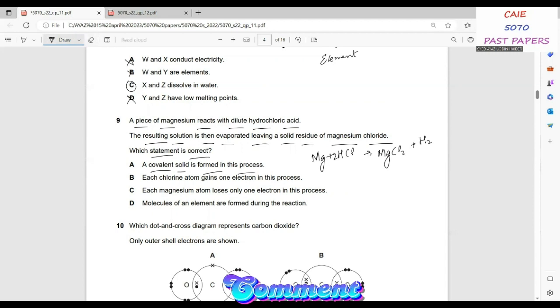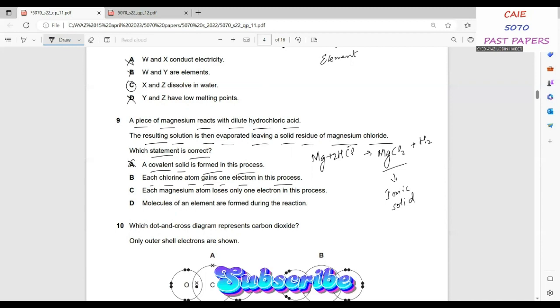So we have a covalent solid now. This is an ionic solid. This is not a covalent solid. MgCl2 is an ionic solid. So A is incorrect. B. Each chlorine atom gains 1 electron in this process. You see the charge on chlorine will not change in this process. On both sides of the equation, it's carrying -1 charge. So it has not gained an electron in this process.